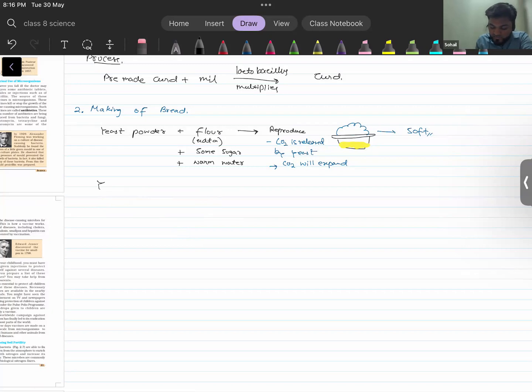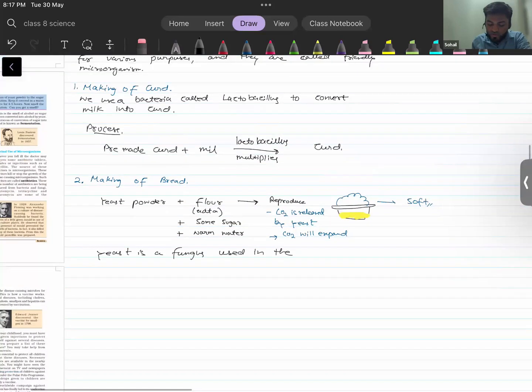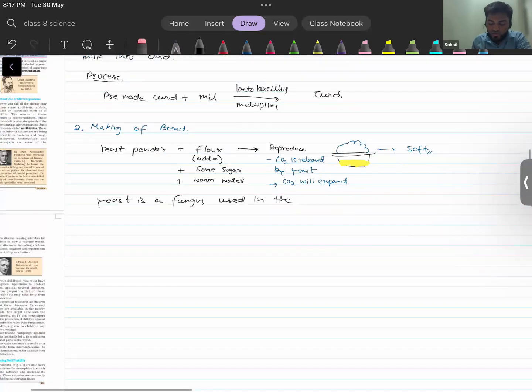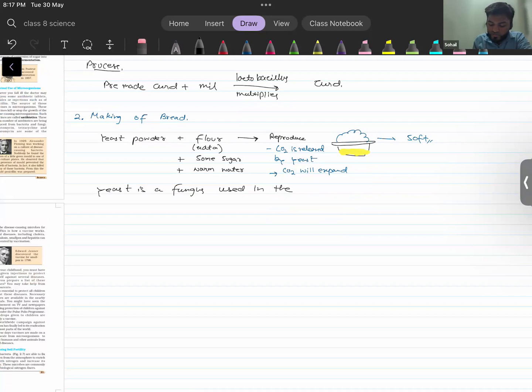So we see that yeast is a fungus used in the production of bread. By the way, have you been taking notes of whatever we are discussing in the class? Yes, sir. Very good. I will ask for the notes to check, so make notes of the classes also. So yeast is a fungus used in the production of bread.